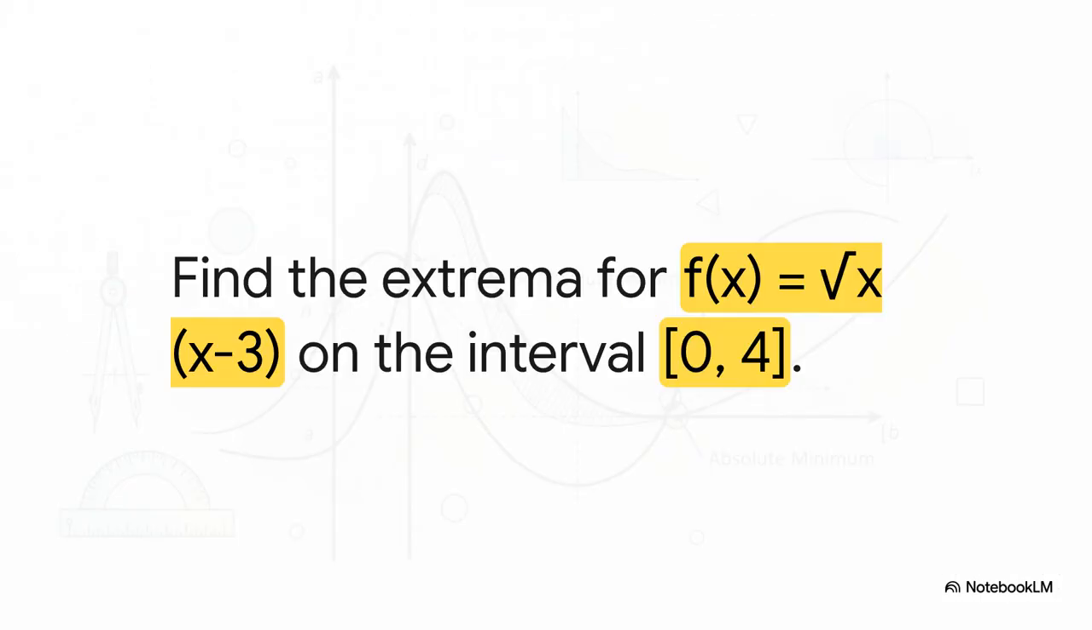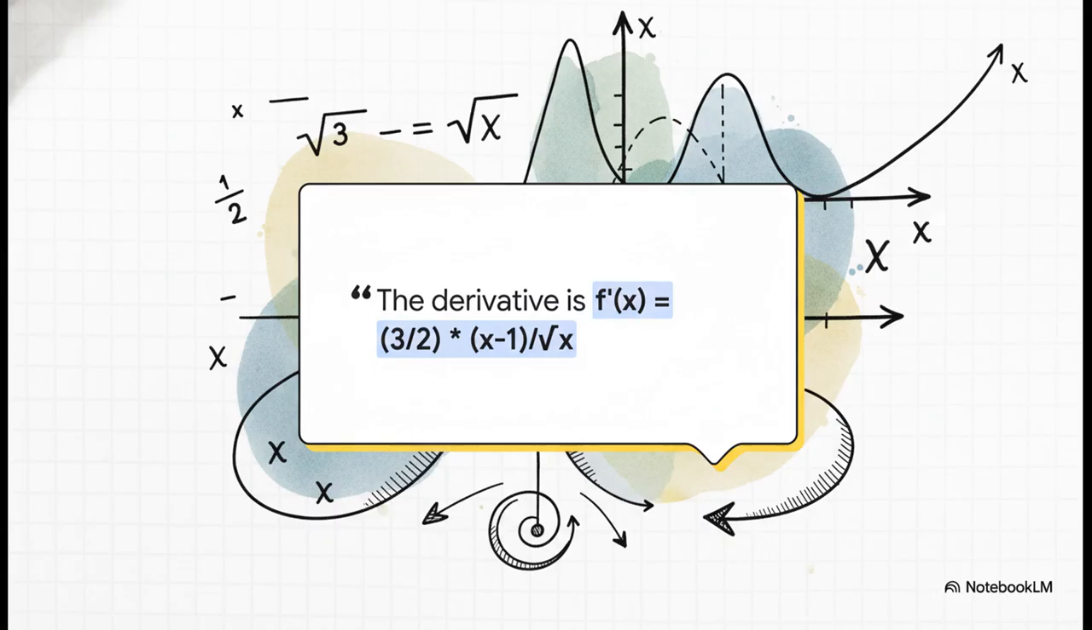Okay, next up, I want to show you an example that trips up so many people. It's a function with a square root. We're looking for the extrema on the interval from 0 to 4. And the key here is to not panic. We're just going to stick to our 3-step method. So we go through the differentiation rules, and this is the derivative we get. And notice what it looks like. It's a fraction. We've got x minus 1 on top and the square root of x on the bottom. This fractional form is a massive clue. It's telling us something really important.